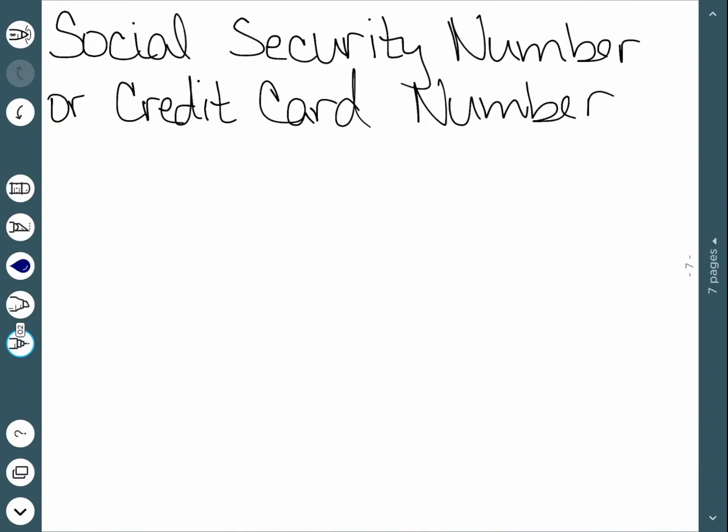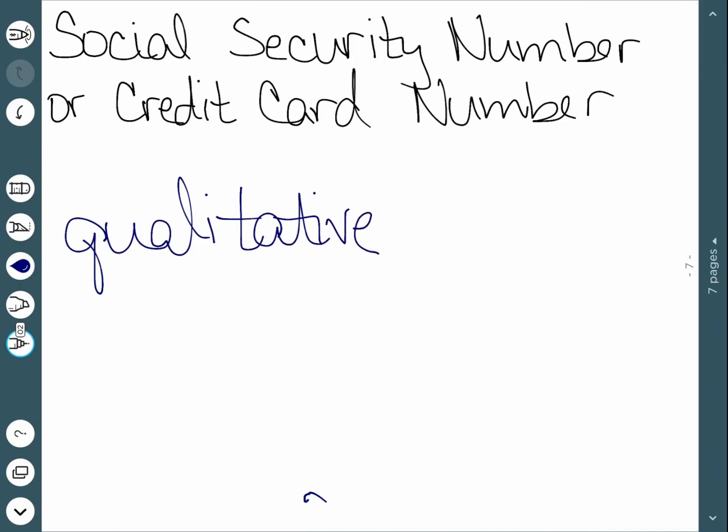Our last one is either social security number or credit card number, any type of identifying number like that. And this one can be tricky because it does say the word number in there, which makes us think it's a number and would hence be quantitative. But this is actually a qualitative variable. Although it is a number, these are not numbers that we can do calculations with, which makes it not quantitative.